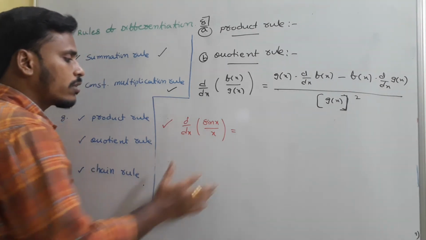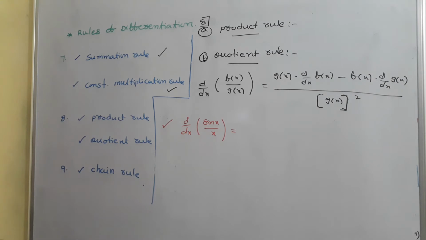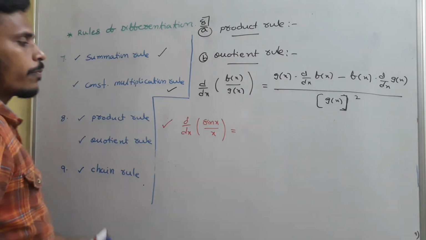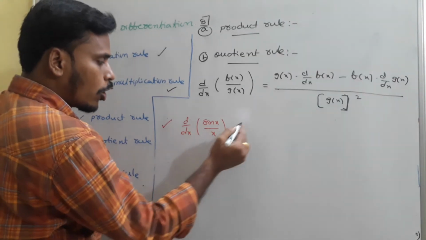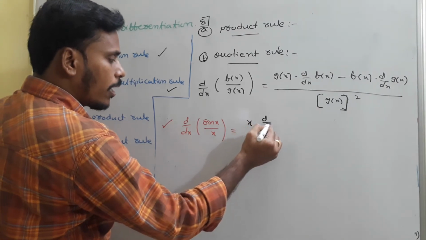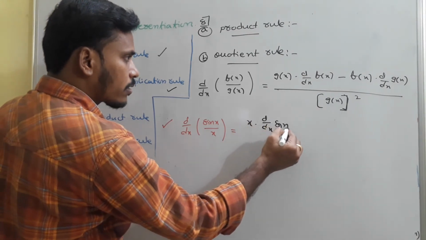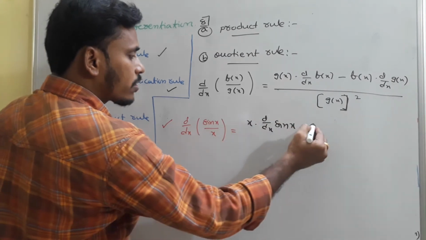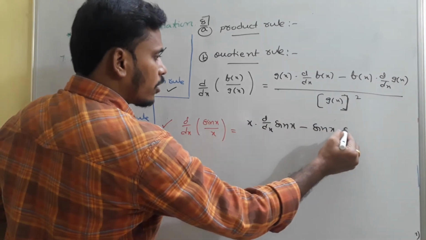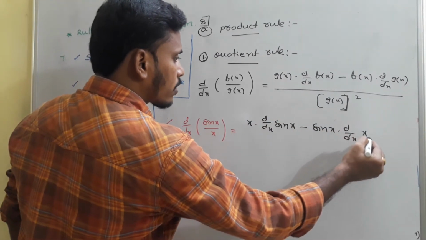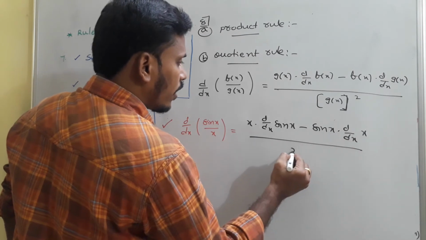Now I need to solve this d by dx of sin x by x. So simply d by dx of sin x by x. As I said, denominator x into d by dx of numerator sin x minus f of x, the numerator, sin x into d by dx of x, divided by x square.